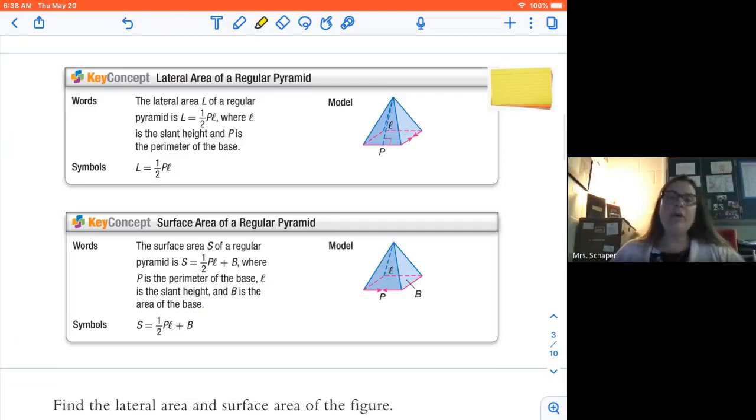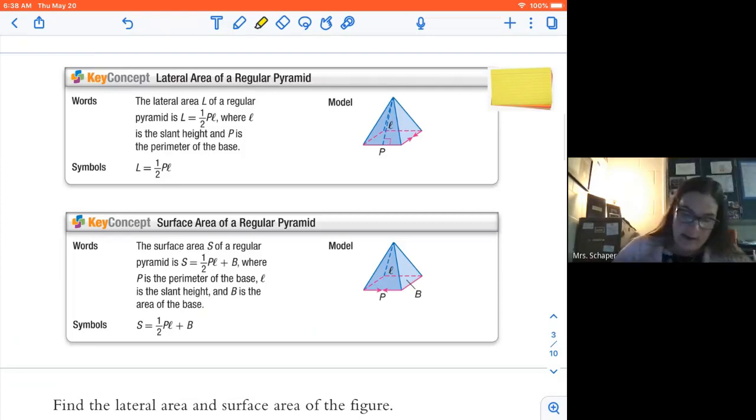Okay, so now we're going to talk about lateral area and total surface area. Lateral area, just like we talked about in 12-2, is the area around the sides. It's like the label on the soup can, right? The surface area is the whole thing. It includes the base.